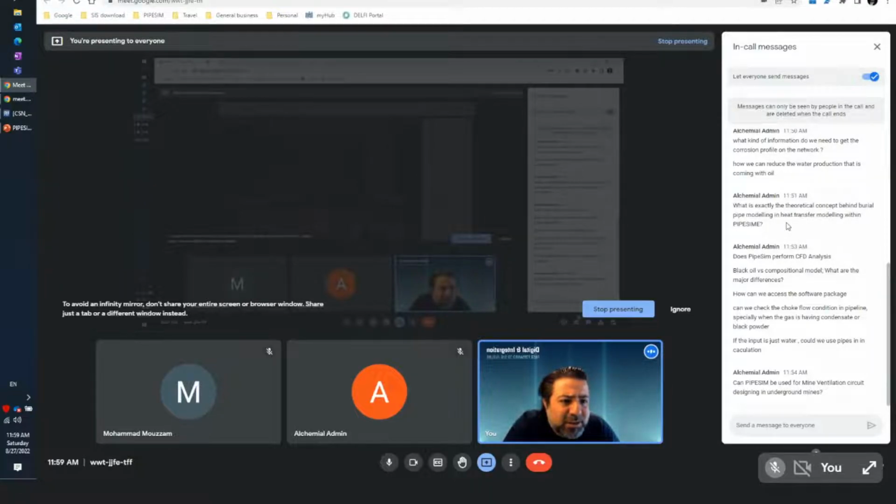What is the theoretical concept behind buried pipe modeling in heat transfer modeling within PIPESIM? The burial depth will be used to calculate the heat transfer with the surrounding. If it's, for example, an onshore pipeline, then the burial depth will be used in calculating the heat transfer in addition to the coatings. So it's just another layer to reduce the heat transfer between the fluid and the surrounding. Okay.